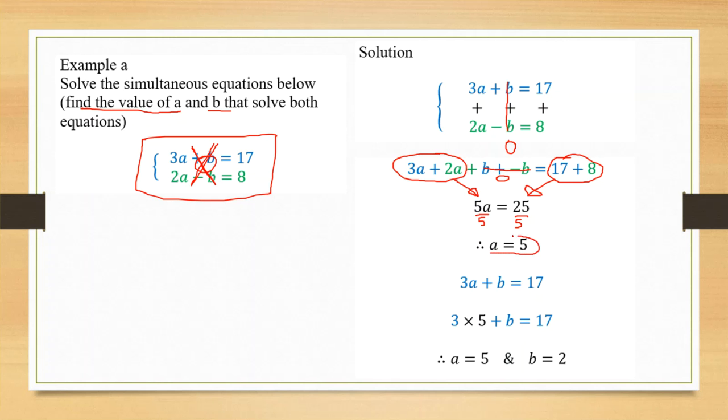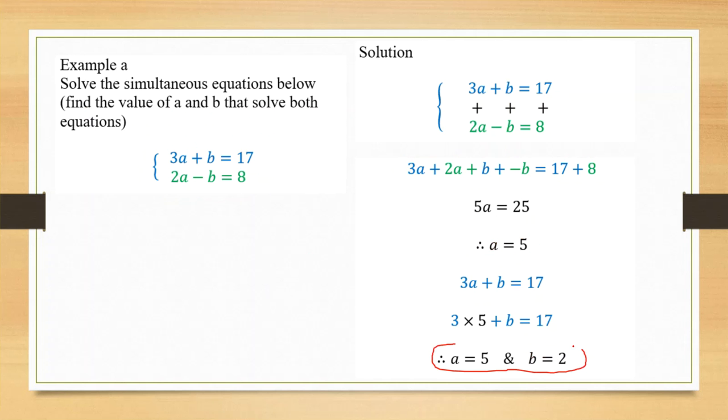From here, once we know that A equals 5, I can find the value of B. So 3 times 5, so A equals 5. So that goes here. 3 times 5 is 15. 15 plus 2 is 17. So B equals 2. So I've found both A and B. You need to find both that satisfy this equation.